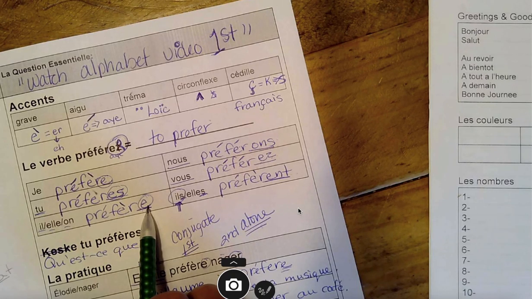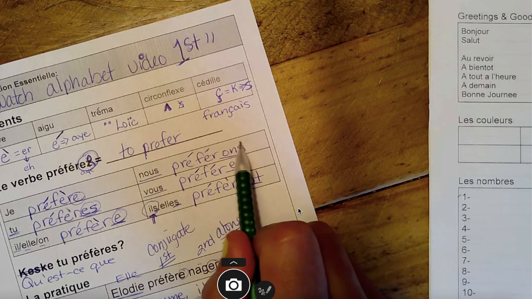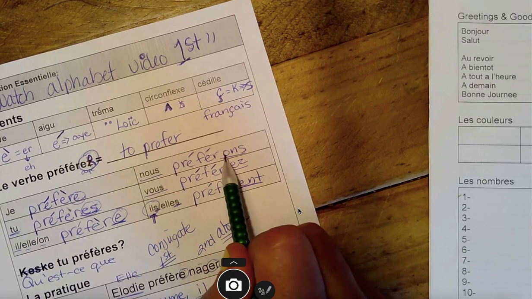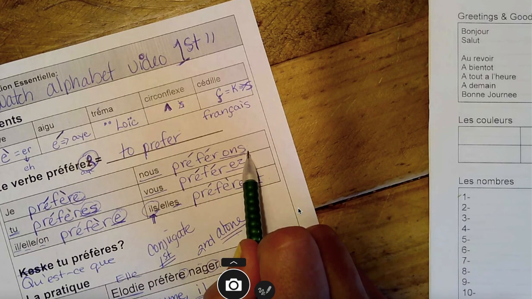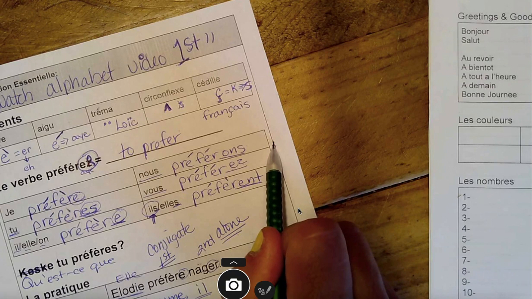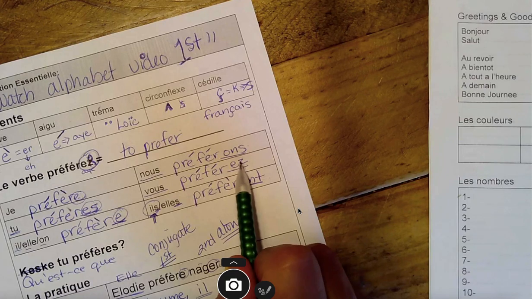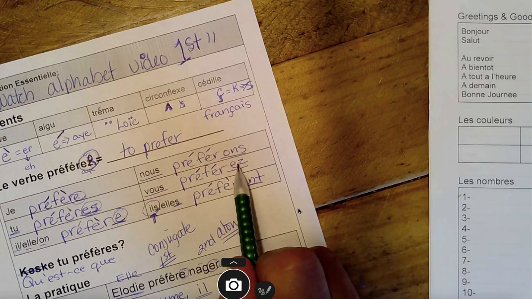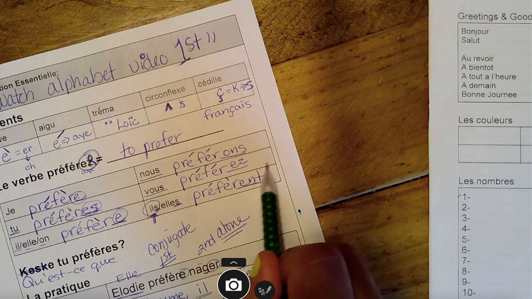Our E ending. Nous, now because we have this extra ending that we actually pronounce, this stays the same. Préférons. Nous préférons. We prefer la pizza. Same with this one, this makes an "ay" sound, so this has to say the same. Vous préférez. You all prefer to listen to music. Okay, écouter de la musique.